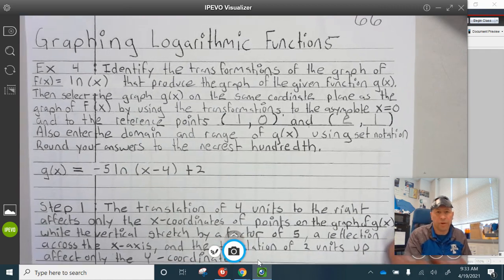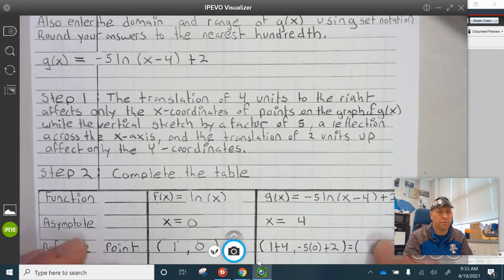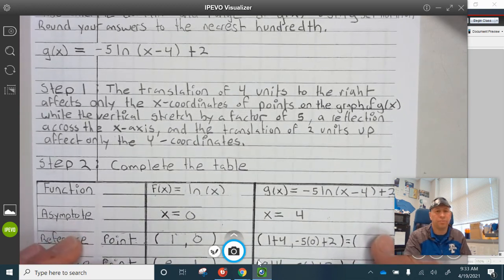Okay, example 4. Identify the transformations of the graph of f of x equals natural log of x that produce the graph of the given function g of x. Then graph g of x on the same coordinate plane as the graph of f of x by using the transformations to the asymptote x equals 0 and to the reference points 1, 0, and e, 1. Also find the domain and range of g of x using set notation, round your answer to the nearest hundredth. So we have g of x equals negative 5 natural log of x minus 4 plus 2.